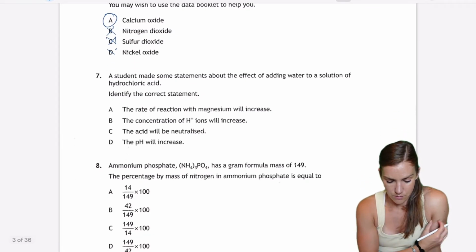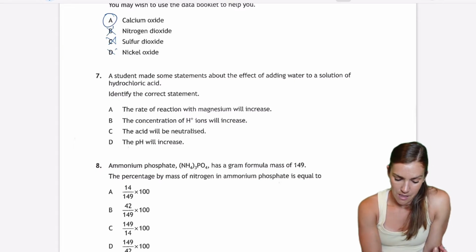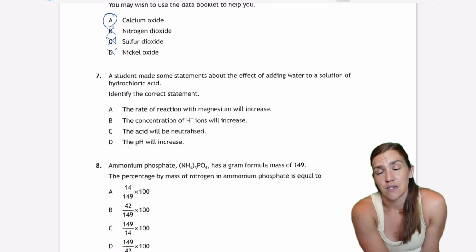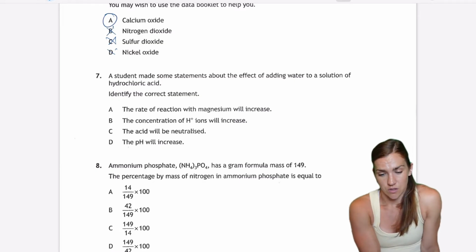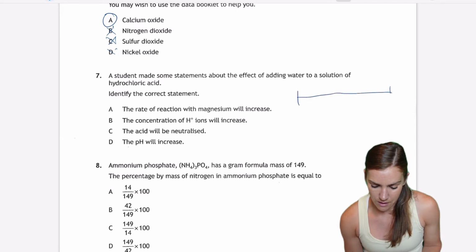Question 7, a student made some statements about the effect of adding water to a solution of hydrochloric acid. Identify the correct statement. So essentially what's happening here is they're diluting the acid. When you add water to things, you dilute it. For these questions, I like to draw a little pH scale at the side. I think it just helps keep you right when you're going through the statements.